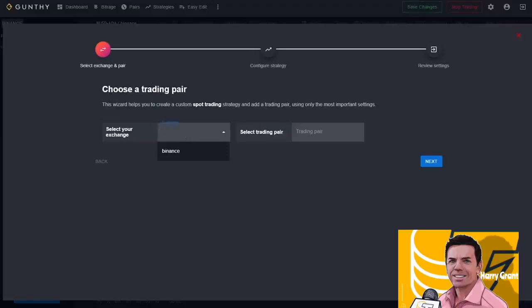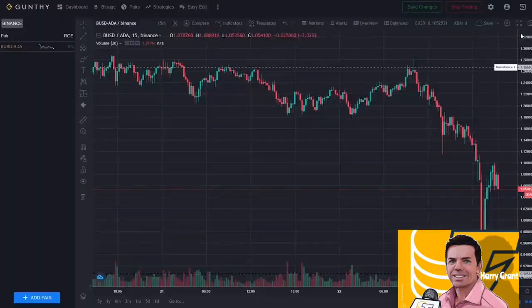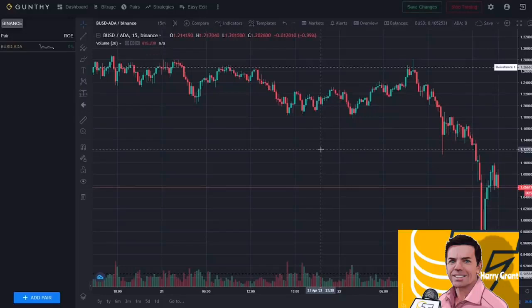So if I just want to choose a trading pair, configure a basic strategy, review the settings, then there's this nice easy edit button that I can use in order to just get a feel for what I'm doing. And that's one of the best things about Gunbot, in my opinion, it's very user friendly. There's so many options. You can do as basic or as complicated as you want. So it makes it a really great learning tool in order to get into automated trading.